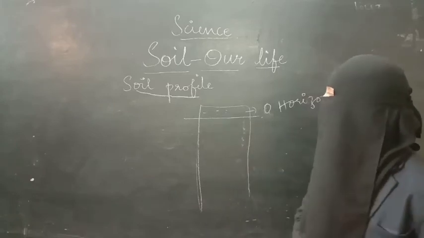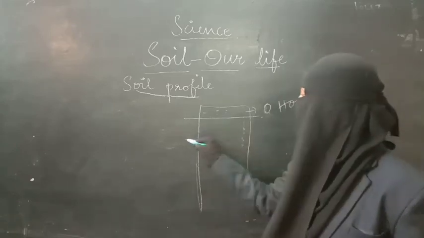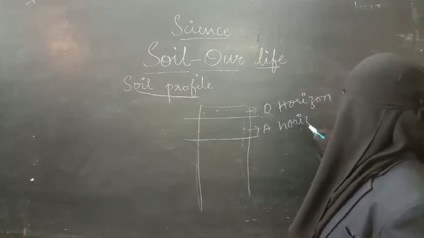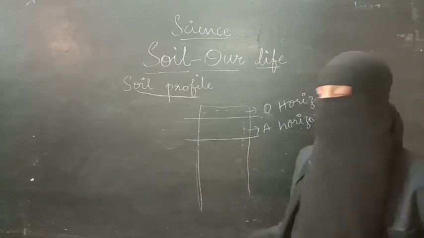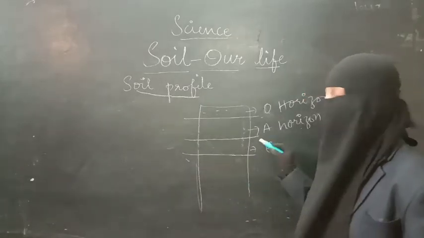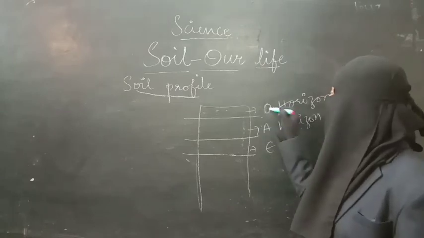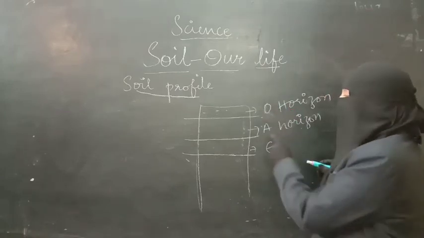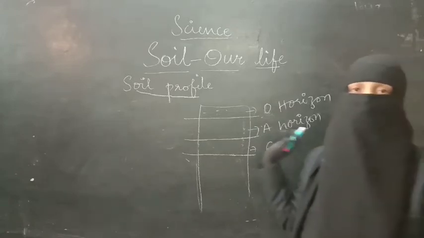Okay, and the next layer after O horizon is A horizon. A horizon is beneath O horizon and above E horizon. So the A layer is beneath O horizon and above E horizon. That means it is in between O and E. This layer is also called topsoil.